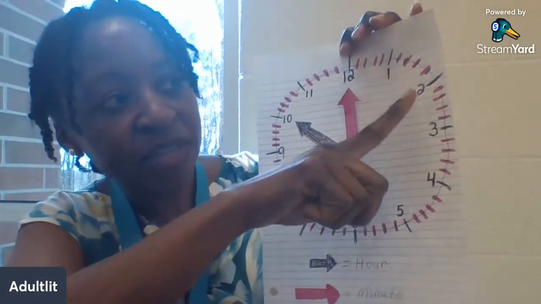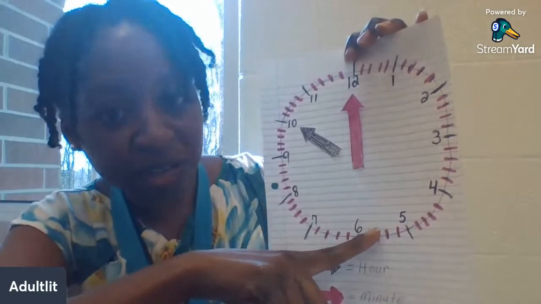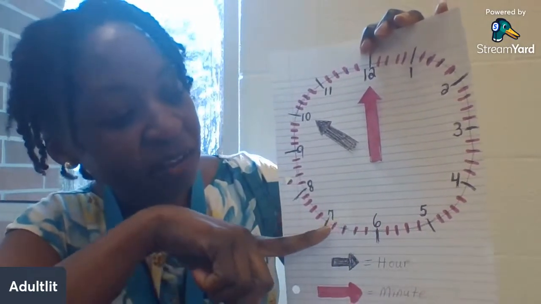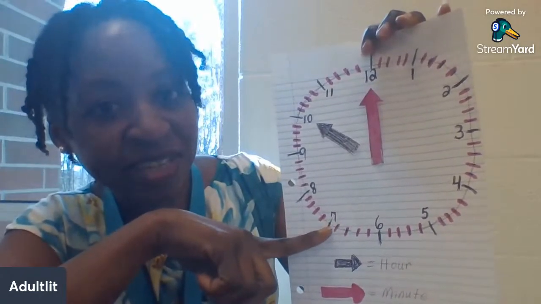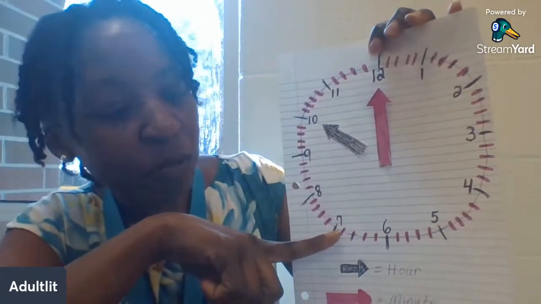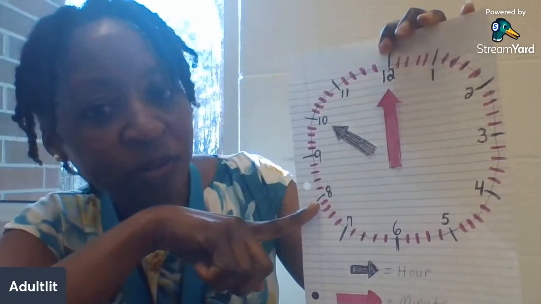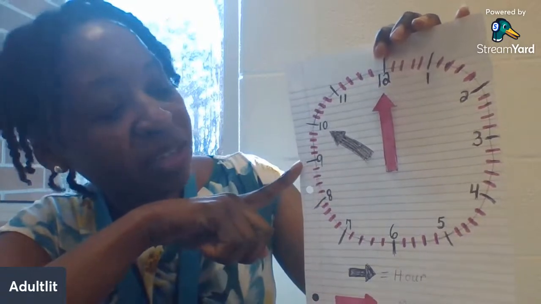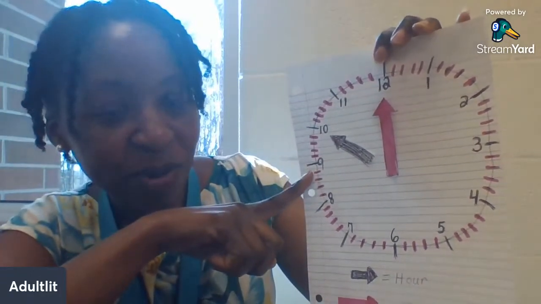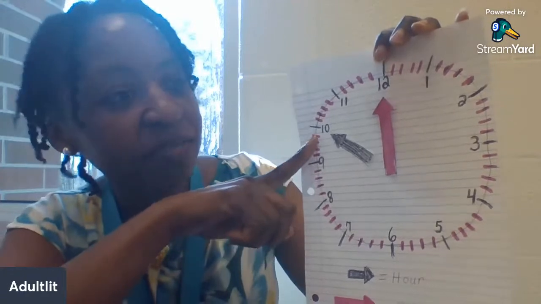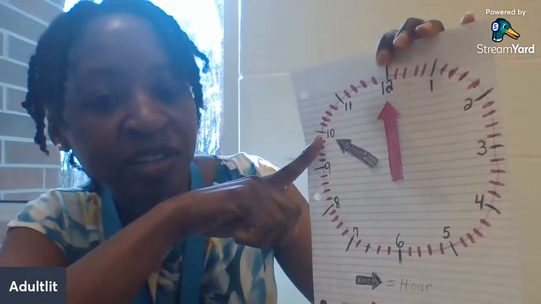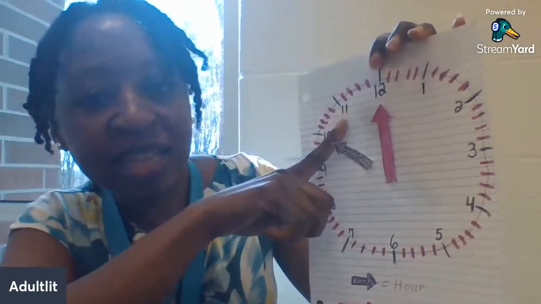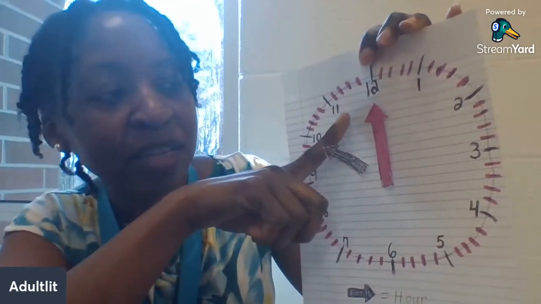Okay, so that's 5, 10, 15, 20, 25, 30, okay? If they say it's 5:35, the 35-minute mark is where the 7 is. If they say it's 5:40, the 8 is where the 40-minute mark is, okay? If they say it's 5:45, the 9 is where the 45-minute mark is. If they say it's 5:50, the 10 is where the 50-minute mark is. If it's 5:55, the 11 is where the 55-minute mark is.